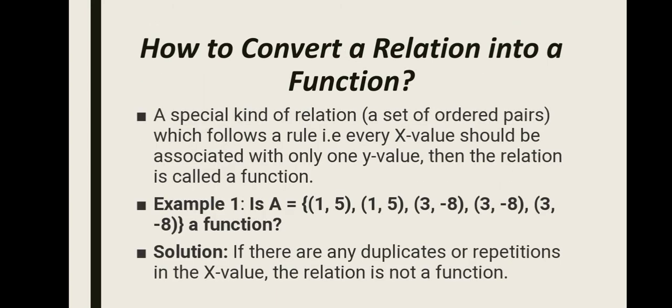How to convert a relation into a function. A special kind of relation, a set of ordered pairs which follows a rule that every x value should be associated with only one y value, is called a function. For example, is A equals {(1,5), (1,5), (3,-8), (3,-8), (3,-8)} a function? Solution: if there are any duplicates or repetitions in the x value, the relation is not a function.